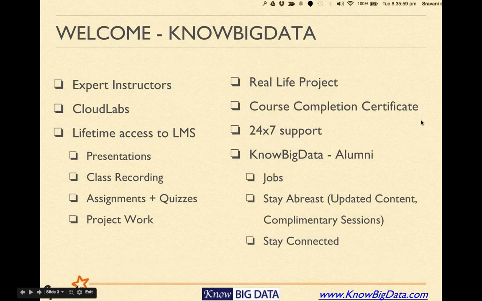First of all, welcome to Know Big Data. Know Big Data's basic premise is to have expert instructors. Rather than anybody becoming the instructor, we have very stringent guidelines. We focus on a better instructor, a more hands-on person, a practitioner, as an instructor. So we prefer a hands-on one over one who has simply been an experienced instructor.